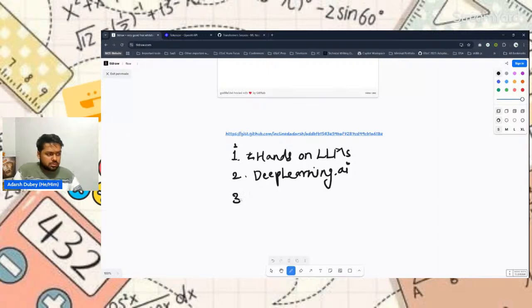The third you should check is obviously the actual paper of attention, the 2017 paper. You can find it and read it easily. It is the most cited paper ever. Cool, so these three resources I personally prefer.